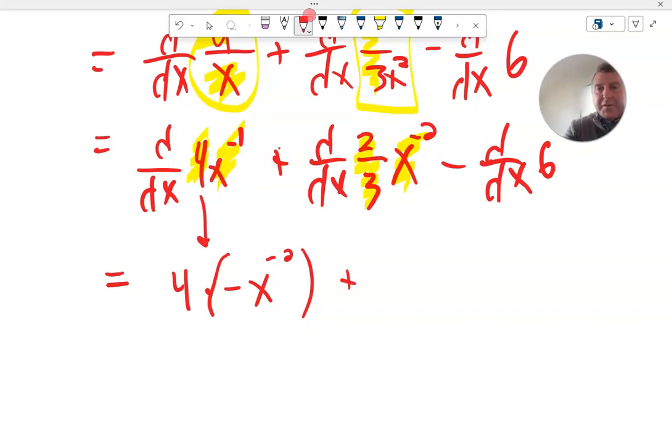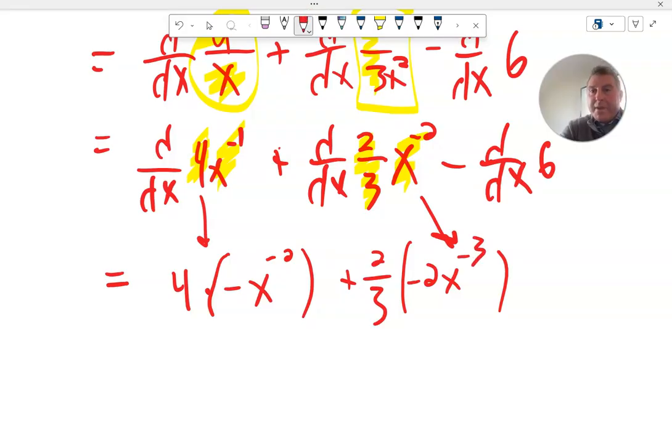Plus the 2/3 is the coefficient, comes along for a ride, times the derivative of x to the negative 2, which using the power rule, negative 2 comes down, the negative 2 minus 1 goes down to negative 3. There's your power rule. Minus, now the derivative of 6 with respect to x is 0. There's my constant rule.